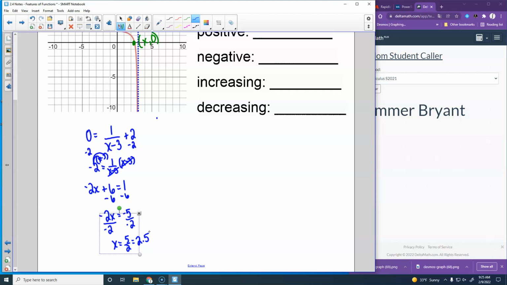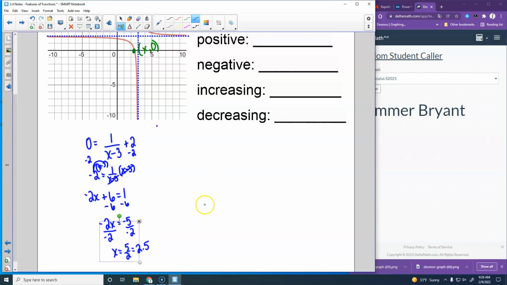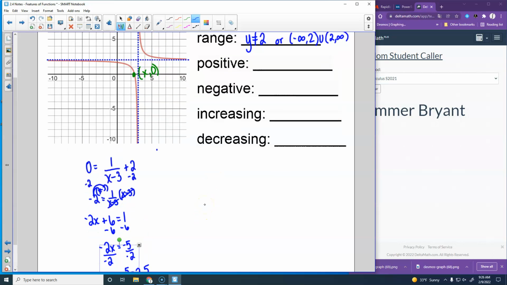You may not have to do this because it could be multiple choice, in which case I'm probably not going to give you 2.5 and 2.6 or something like that. Probably only one reasonable answer from the graph. Or it might cross perfectly at grid lines where you don't have to do this. But in case you do, you would just plug in 0 for that y. So this point right here, we have just found, is at 2.5.